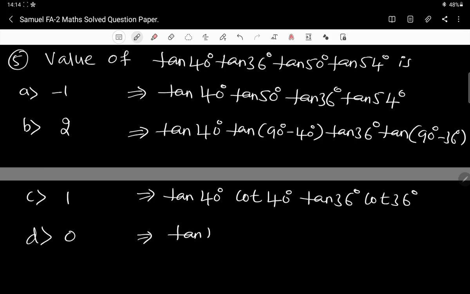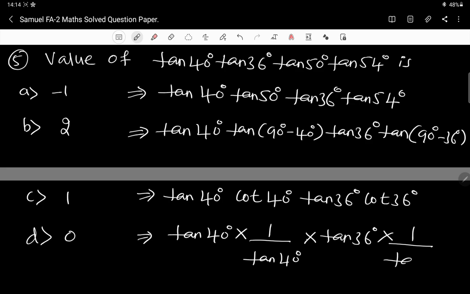Then it becomes tan 40 degree into cot 40, which is 1 by tan 40. Alright, then again tan 36 degree into cot 36 degree can be written as 1 over tan 36 degree. Once you have seen that, they all get cancelled and what remains here? 1. So 1 is the right option. So this is the right option that we are going to get.